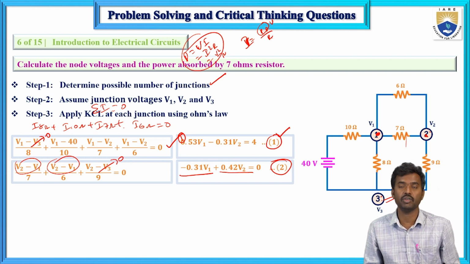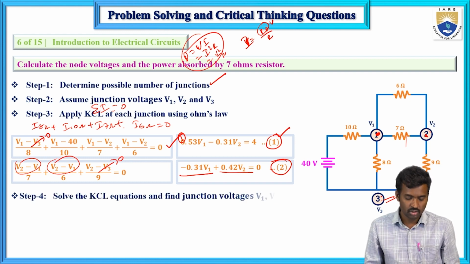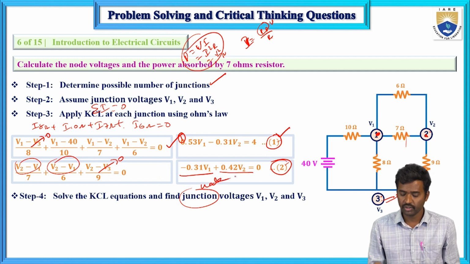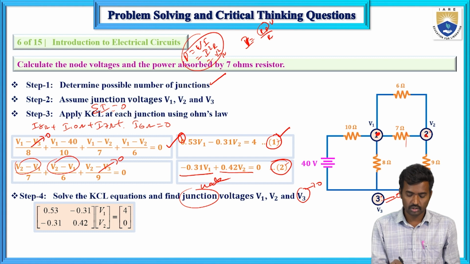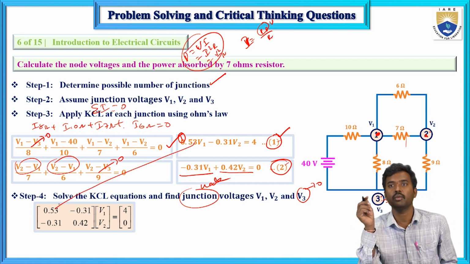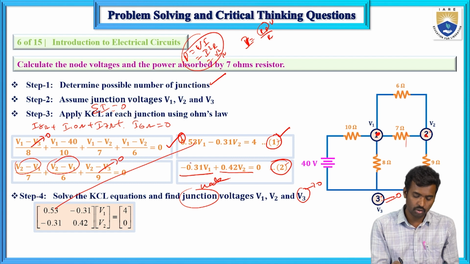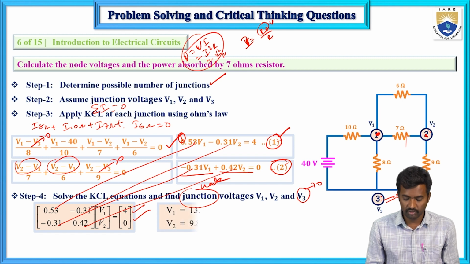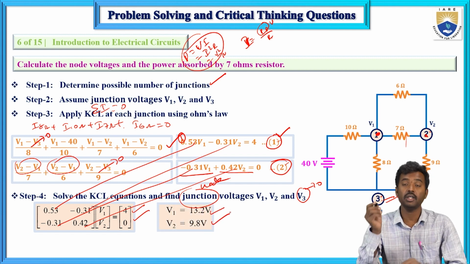If you solve this, these are the junction node voltages. From the node voltages we can determine the current flowing into each resistor. So solve the KCL equations 1 and 2 and you will get the junction node voltages V1 and V2. The V3 value is 0 already. If you write it in matrix format, 0.53, 0.31, 0.31 and 0.41, times V1 and V2, equals 4 and 0. Now the V1 and V2 values are 13.2 and 9.8.